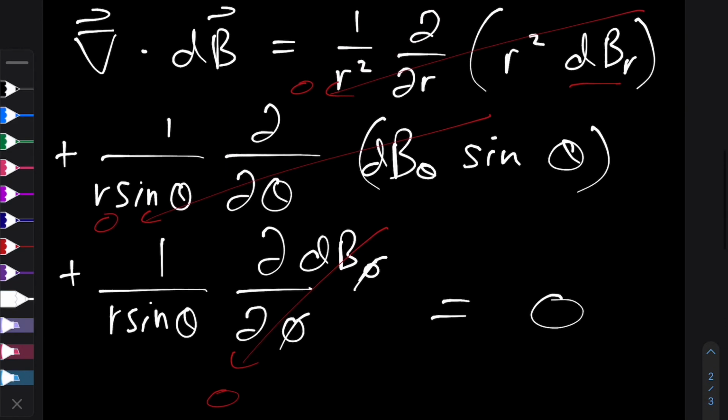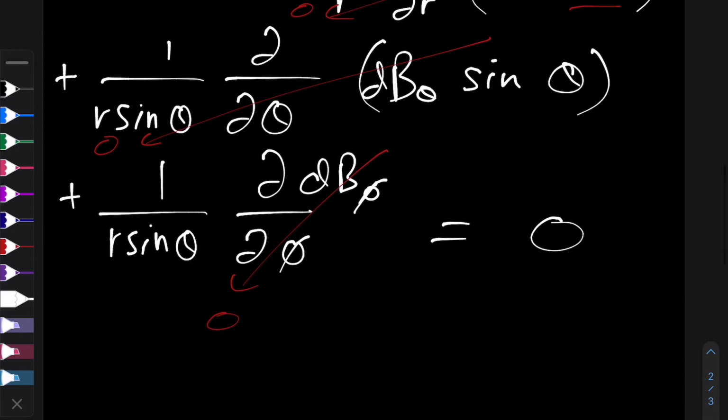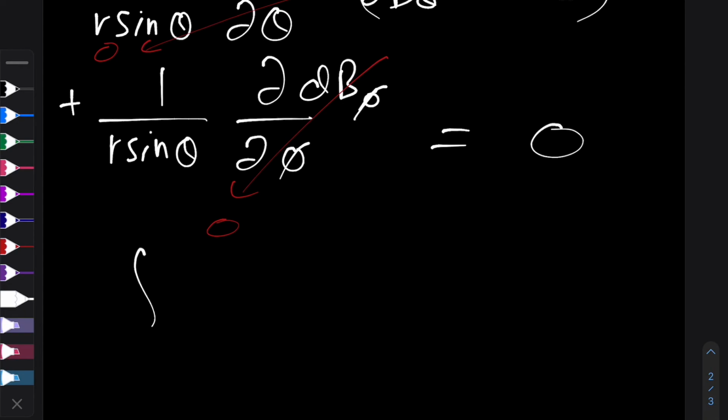So that's great. We know what the divergence of a small part of the field is, but what about the whole magnetic field? Well, what we do know is that the integral of dB, so if we sum up all of the dBs, we'll get B. I.e. summing up all the little bits of field from every little segment of wire.